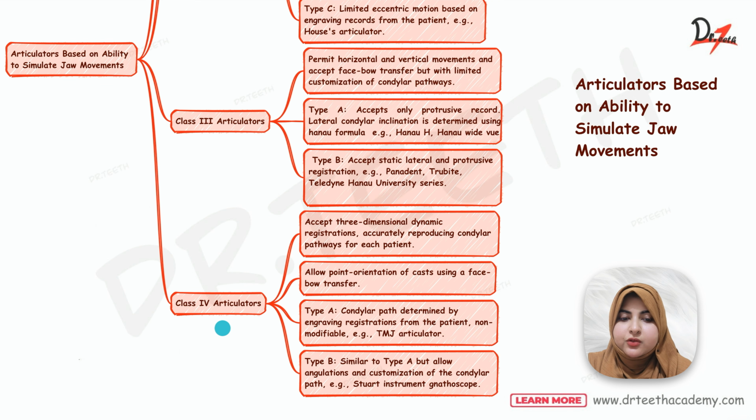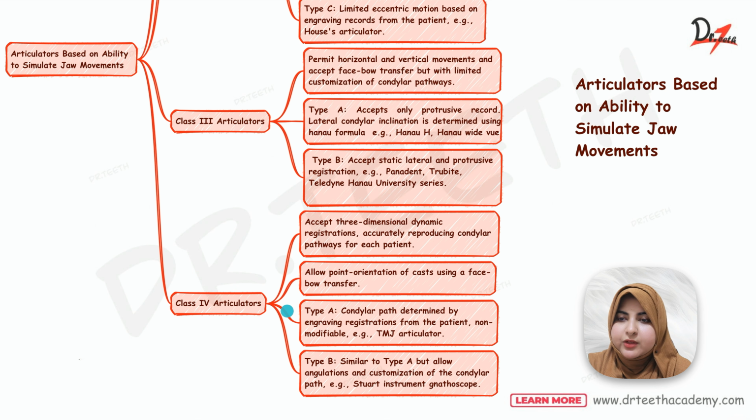Then finally coming to the type 4 articulator. Now these articulators accept three-dimensional dynamic registrations, accurately reproducing condylar pathway for each patient. This is the most accurate articulator, but it is very cumbersome to use. So most often clinicians use a semi-adjustable articulator because the discrepancy there is very less and it can be managed easily. Now it allows point orientation of the cast using a face bow transfer.